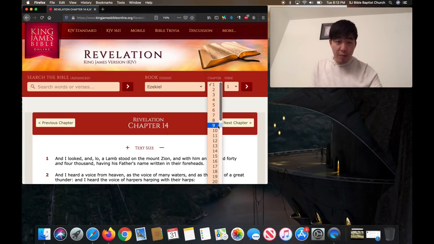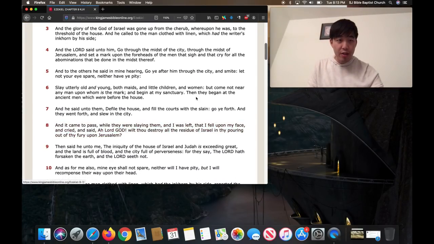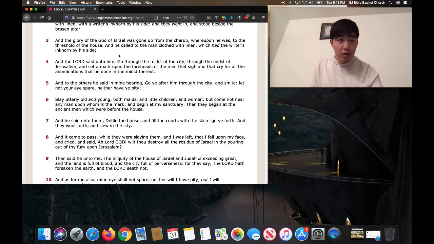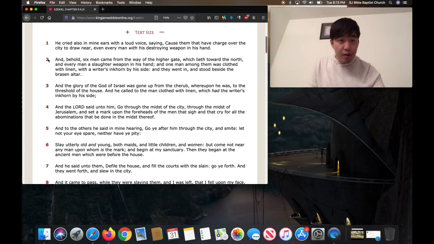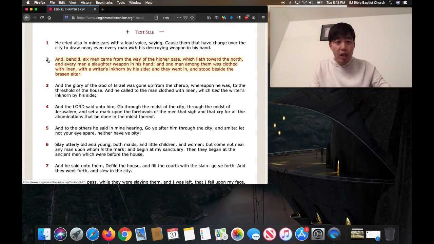Now notice it talks about these Jews who are marked with the seal of God on their foreheads. Notice right here in Ezekiel chapter 9, verse 3: And the glory of the God of Israel was gone up from the cherub whereupon he was, to the threshold of the house, and he called to the man clothed with linen which had the writer's inkhorn by his side. And the Lord said unto him, go through the midst of the city. Okay, now notice over here it's talking about Jews, through the midst of Jerusalem. See, those are definitely Jews.